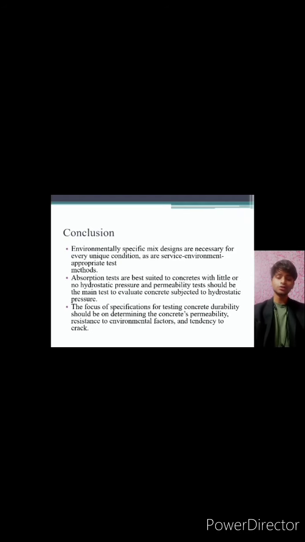So the conclusion of our project is: first, environment-specific mix designs are necessary for every unique condition, as are service-environment-appropriate test methods. Second, absorption tests are best suited to concrete with little or no hydrostatic pressure, and the permeability test should be the main test to evaluate concrete subject to hydrostatic pressure.